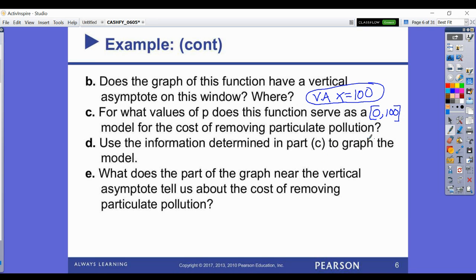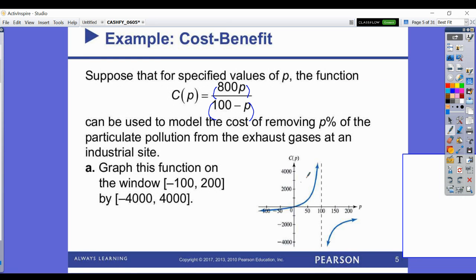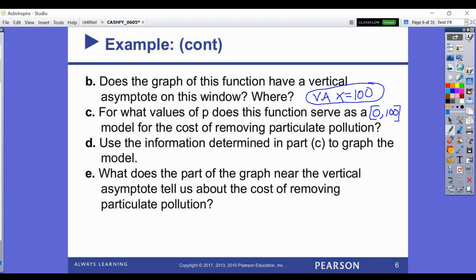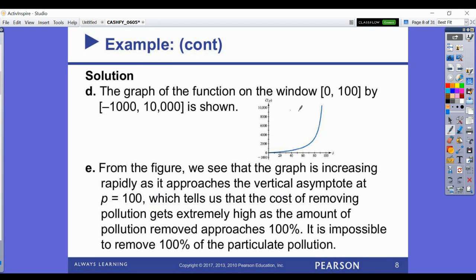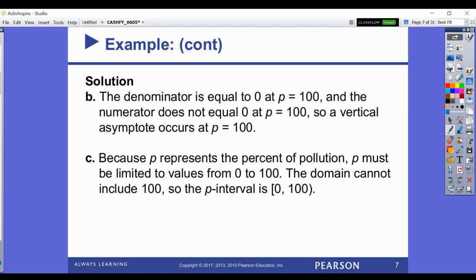Use this information to determine, to better graph it. So change your window now. We don't want to look at this whole graph because we really just want to focus in on this part. So now change your window for x to go from 0 to 100 and y to go from 0 to 4,000. You should just get a better little picture that looks something like this.